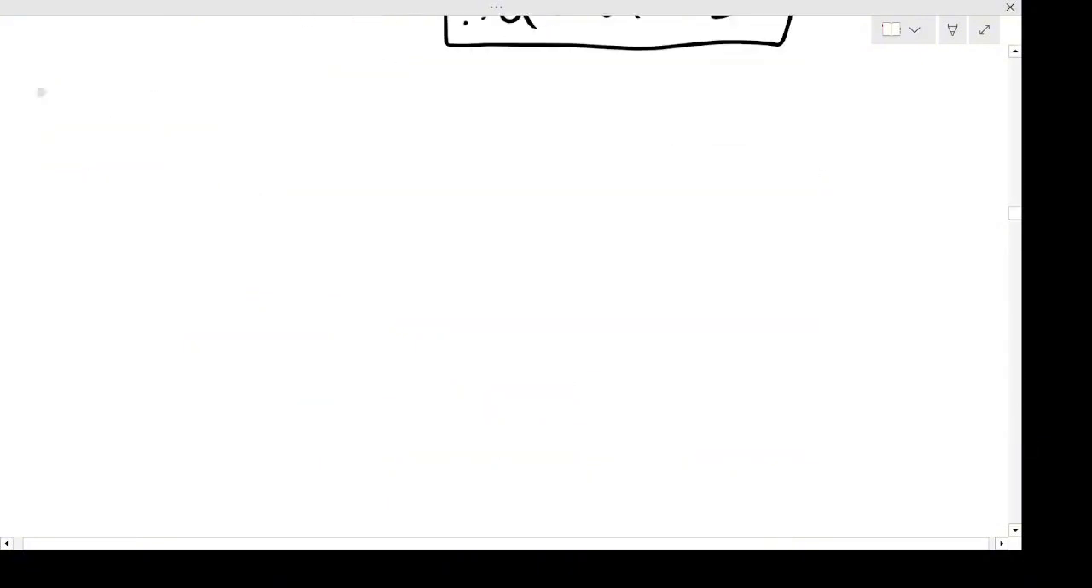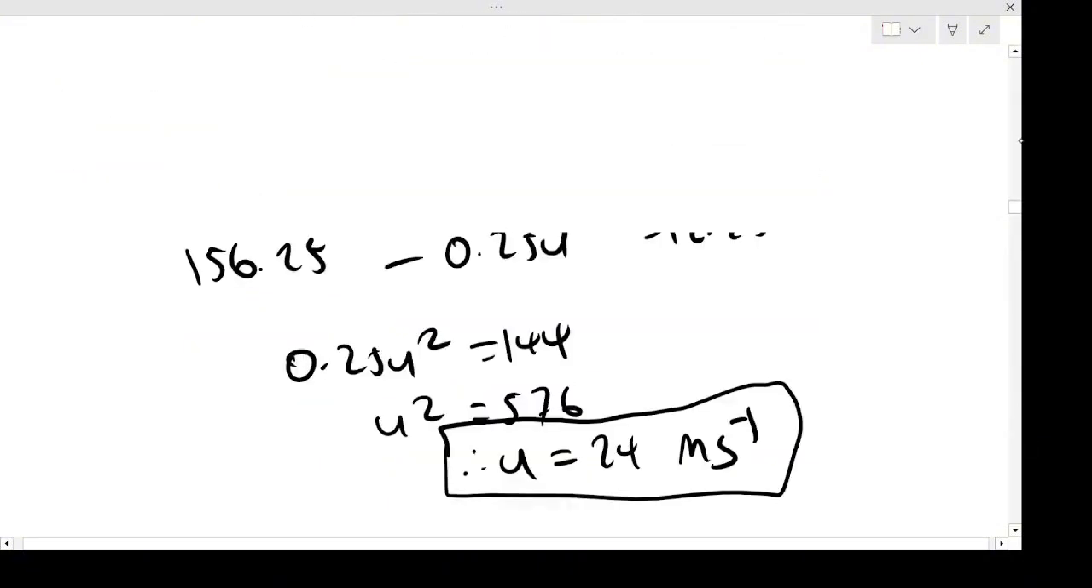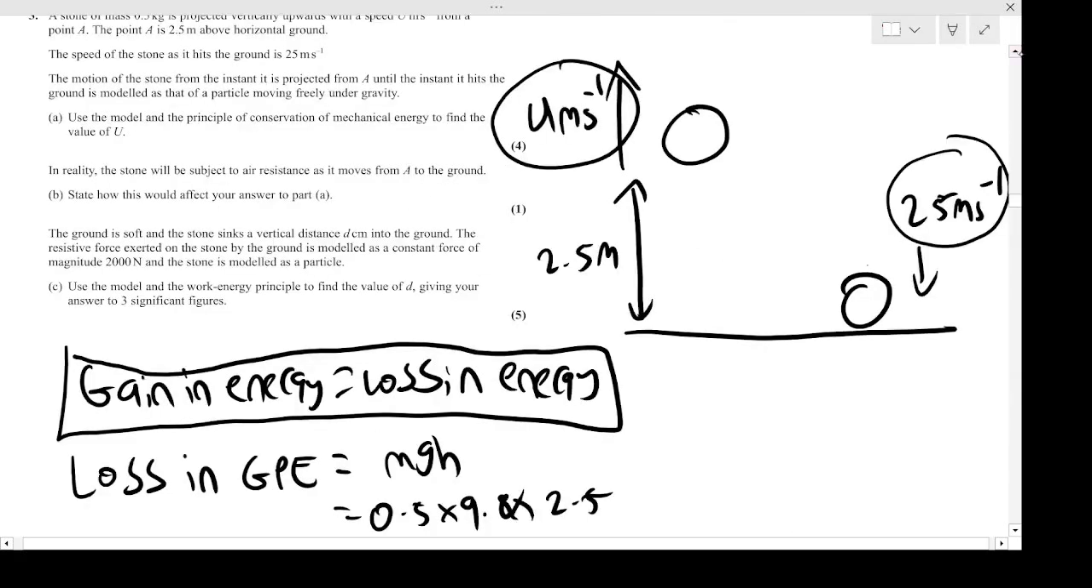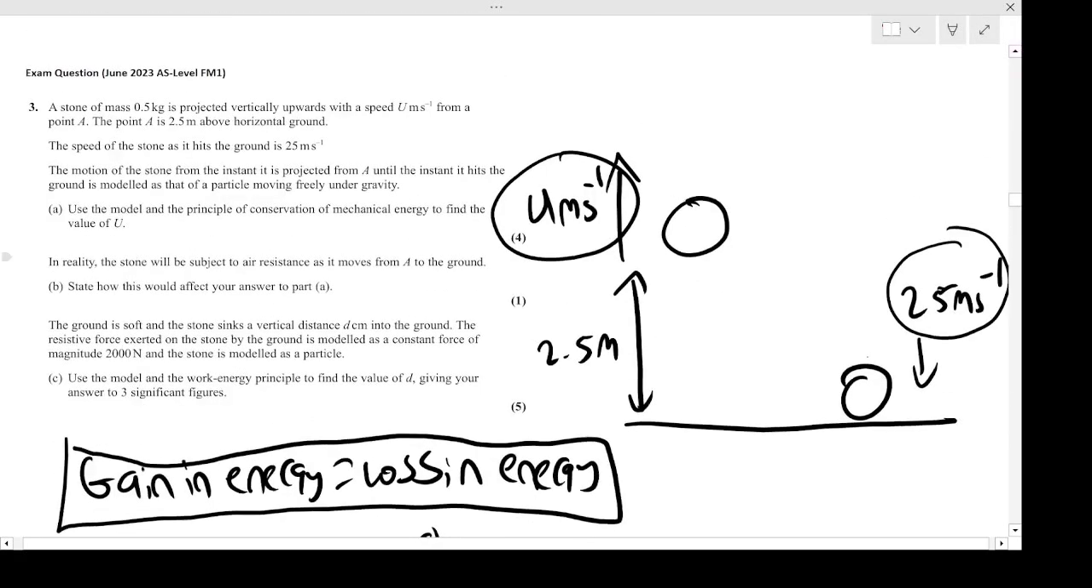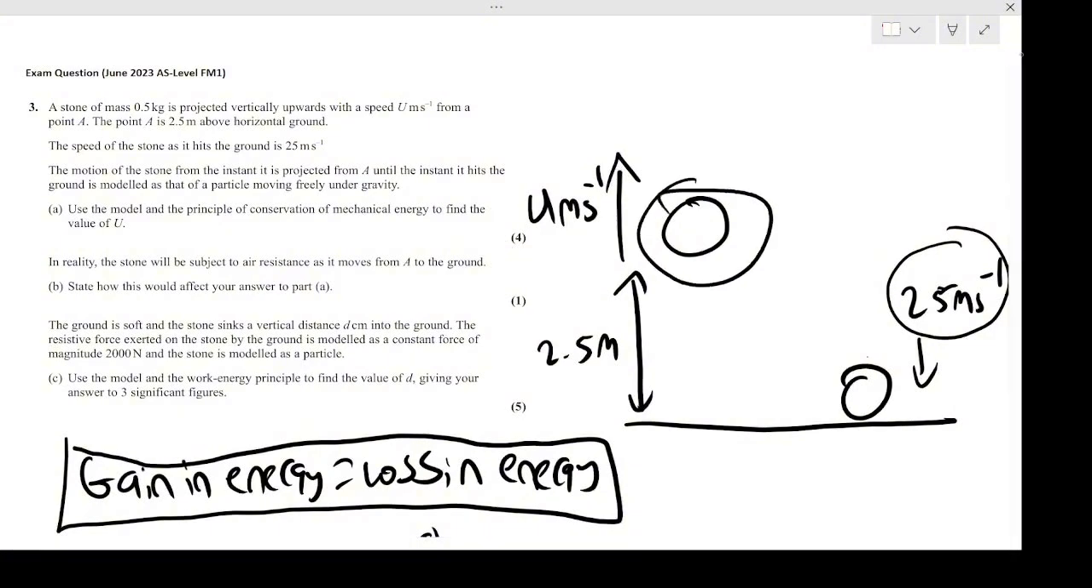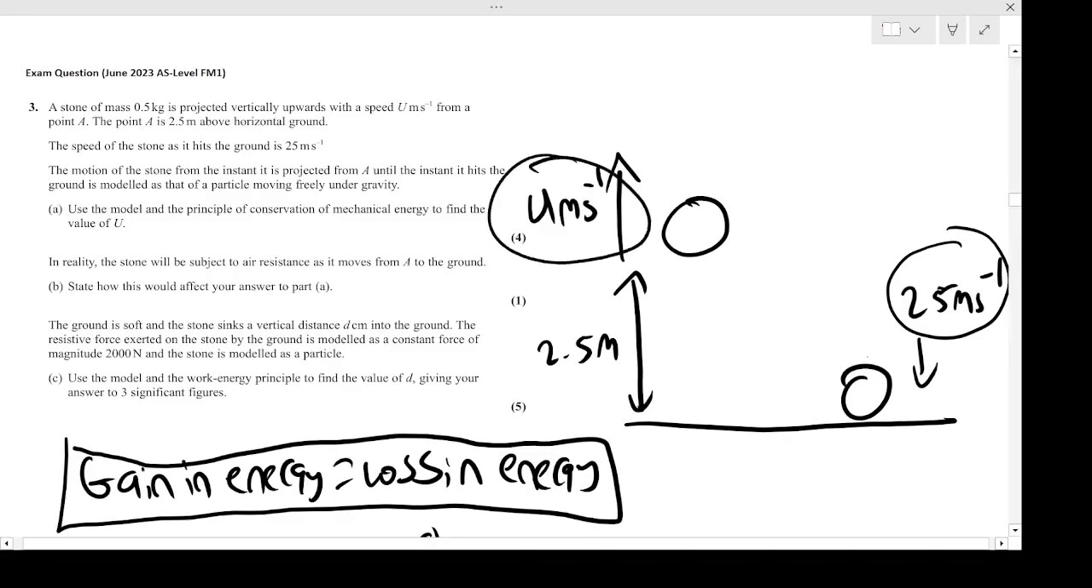Right. Then part B. So we're told in reality, the stone will be subject to air resistance as it moves from this initial point A to the ground. State how it affects your answer to part A. Okay, so bear in mind what I answered was the value of u. I found the value of u.